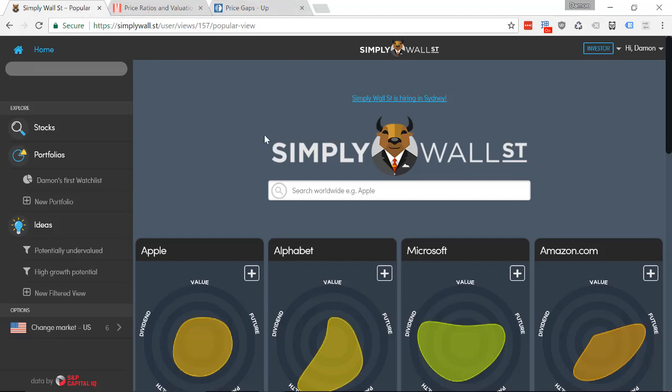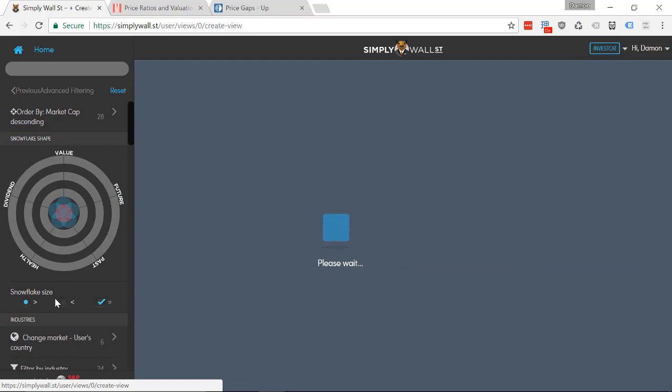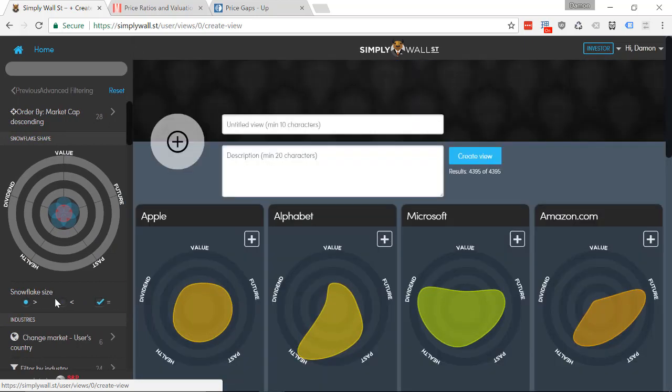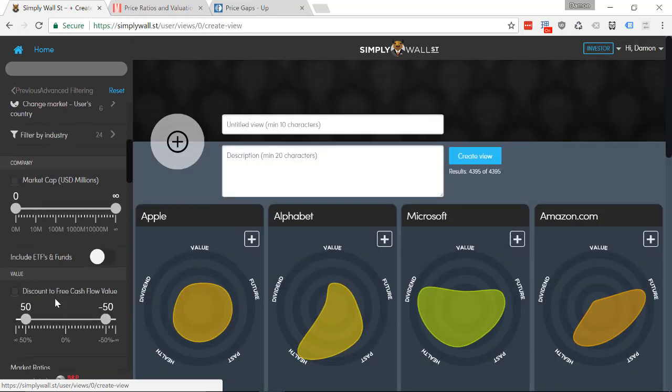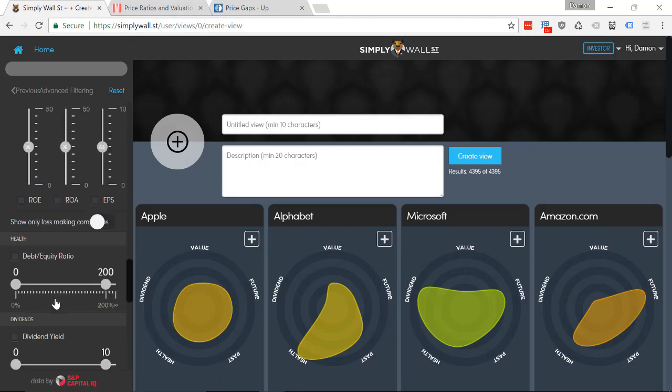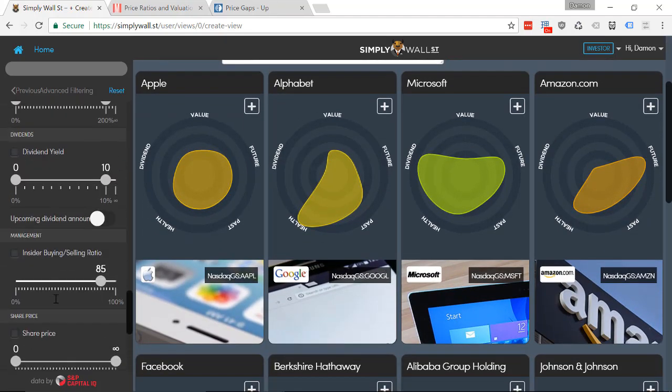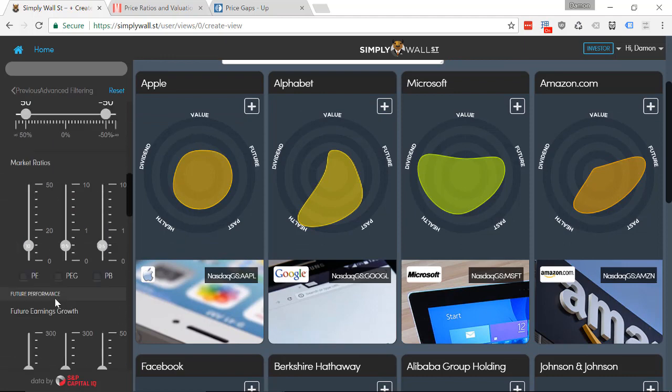If you're not a gap trader, you're probably going to want to find your stocks through a filter system. And as far as I know, Simply Wall Street has the easiest and best filter system out there. It's $10 a month. It's not free, but it gives you a lot of options. So if you look at the left-hand side here, these are all your filter options.